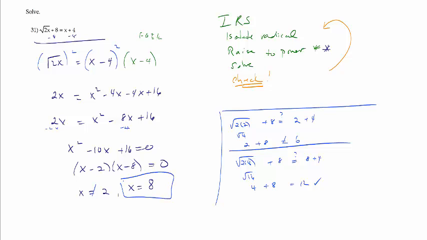So that means x equals 8 is a solution, but x does not equal 2. So we got only one solution this time. We had 2 potential solutions, but only one of them worked. x equals 2 is said to be an extraneous solution. Make sure that you're checking for these on your exam.